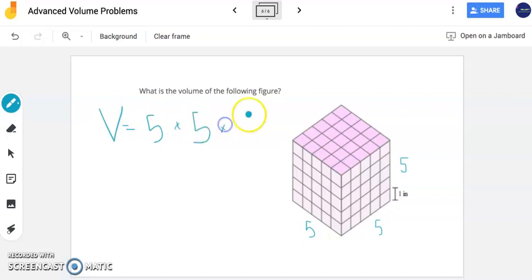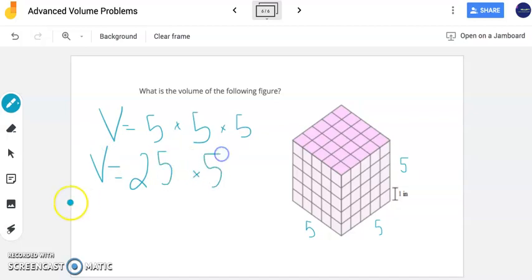But notice I had to use my picture to help me find that volume. If I didn't use the picture, I would have no idea what to do. So now I can begin multiplying, and in fact, you will get an answer of 125 inches cubed, or cubic inches.